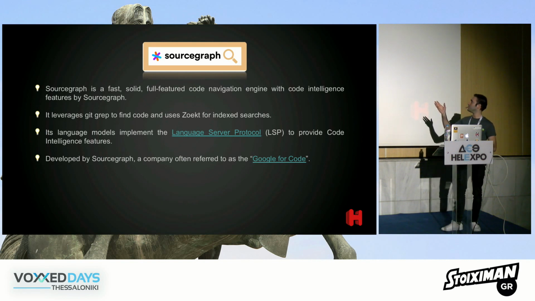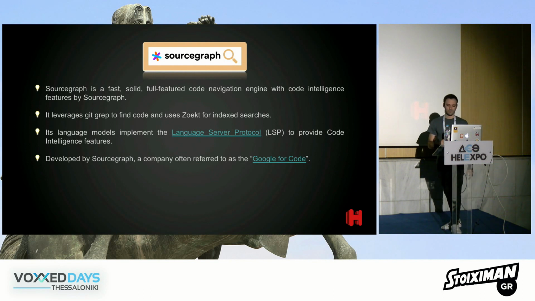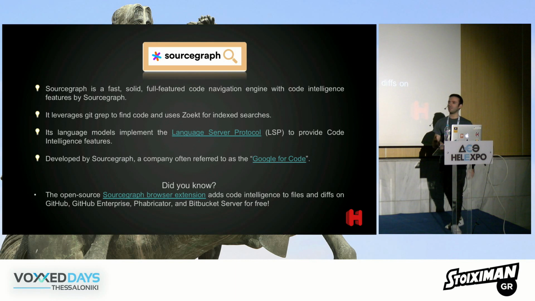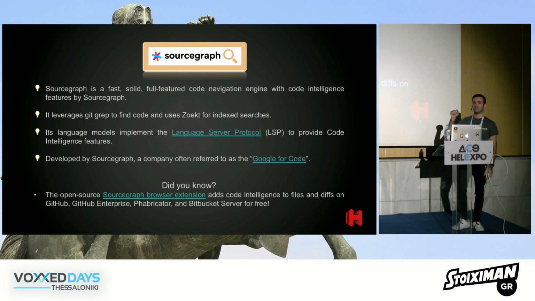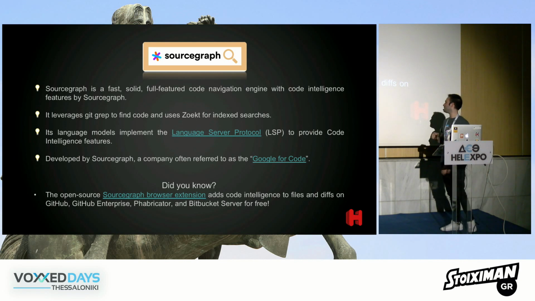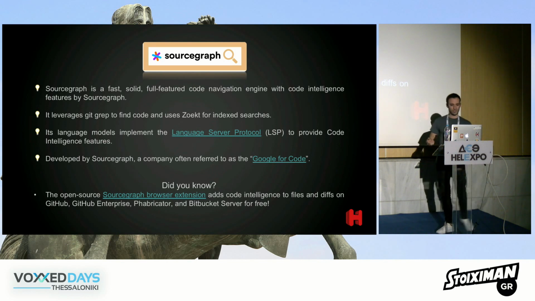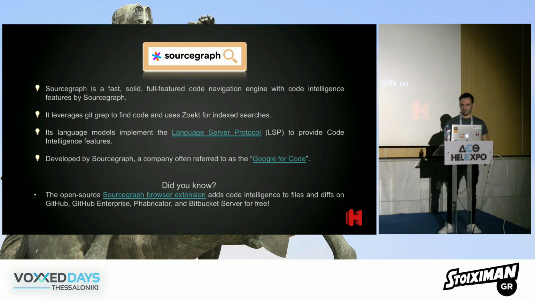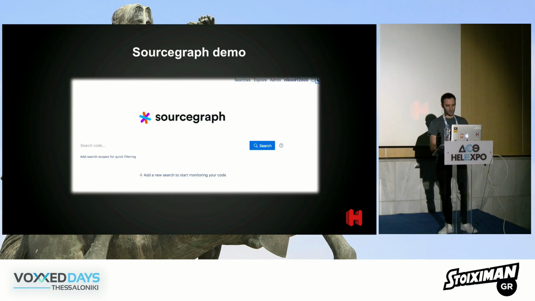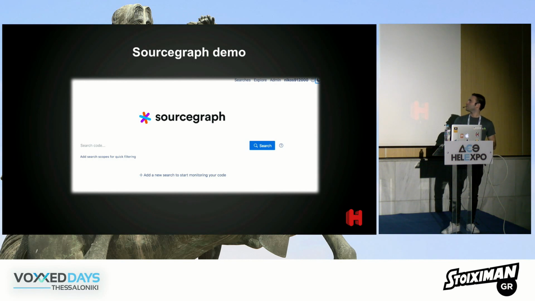And the cool thing about Sourcegraph is that it provides code intelligence features like cross-references and semantic search. And to do that, it has language models which implement the popular protocol from Microsoft, the language server protocol. One thing that you might not know, and you should check out, especially if you are contributing to open source projects, is this extension from Sourcegraph, which adds code intelligence to files and diffs on most Git hosting services. And it does that for free for you. You don't need to do anything else, just install that, and that's it. And that's a screenshot of Sourcegraph.